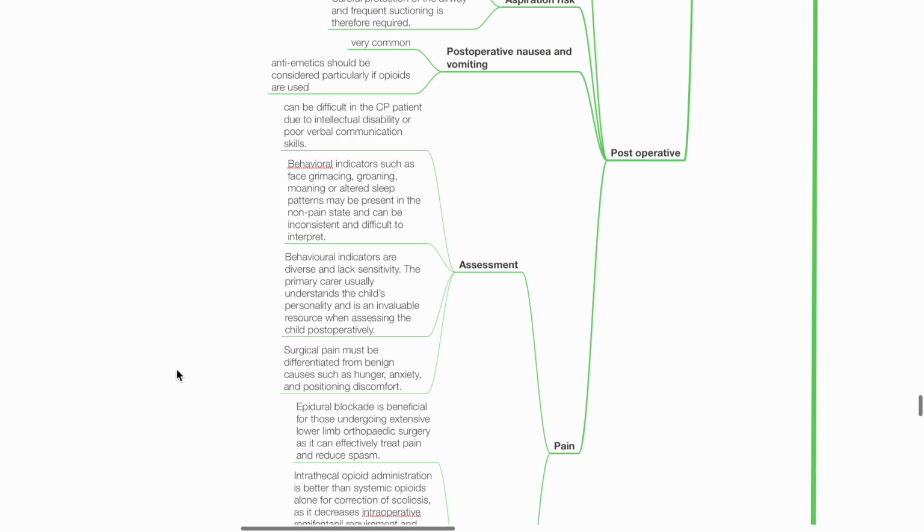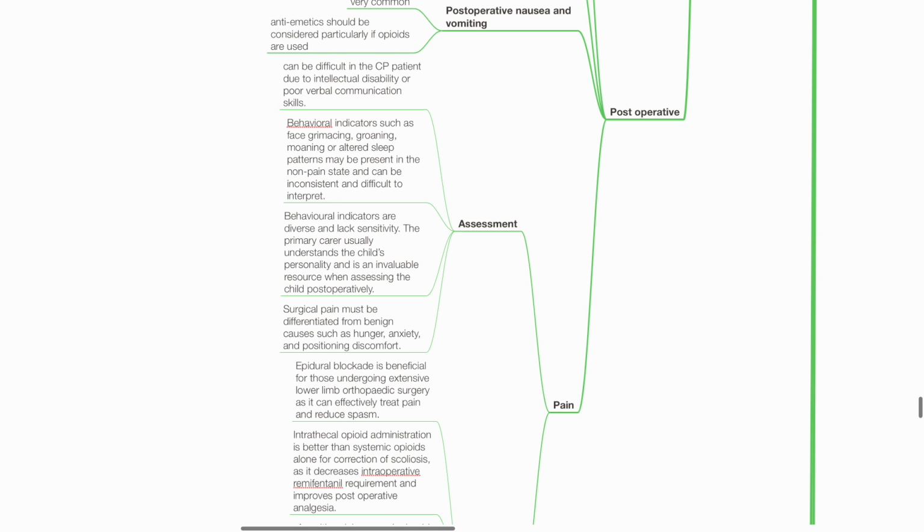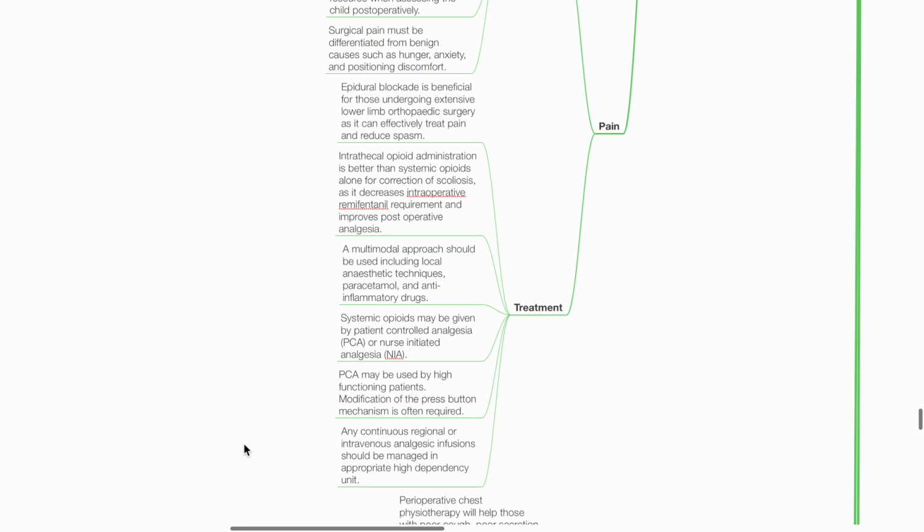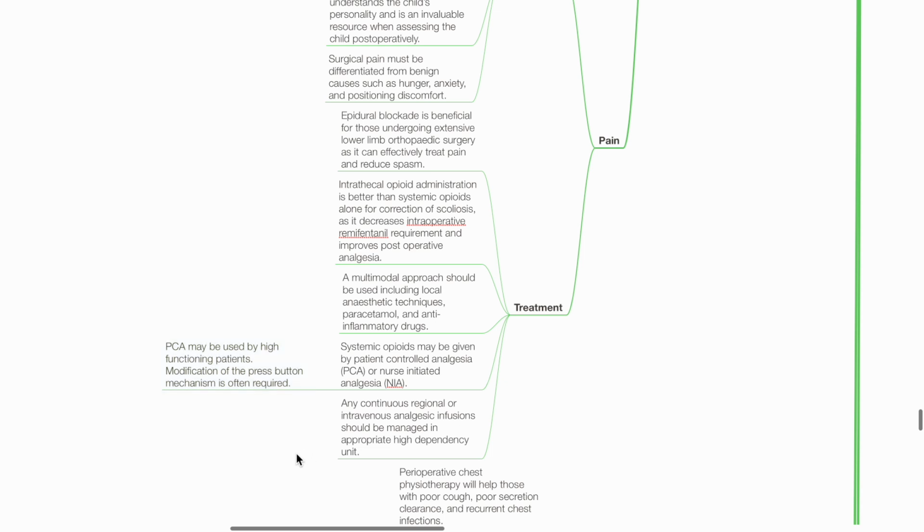The primary carer usually understands the child's personality and is an invaluable resource when assessing pain. Surgical pain must be differentiated from benign causes such as hunger, anxiety, and positioning discomfort. Treatment includes multimodal approach with epidural blockade, intrathecal opioid administration, other local anesthetic techniques, paracetamol, and NSAIDs. Systemic opioids may be given via patient-controlled analgesia or nurse-initiated analgesia. Any continuous regional or intravenous analgesic infusions should be managed in appropriate high-dependency unit to monitor for and treat potential toxicity.